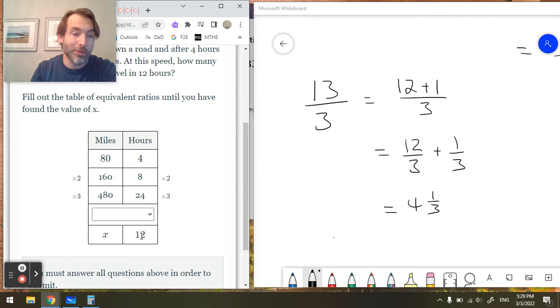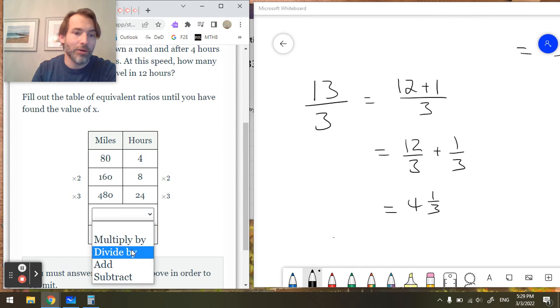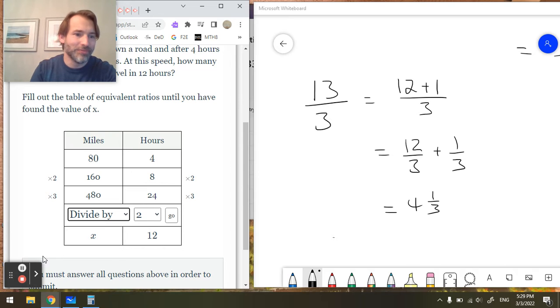But I only want 12 hours of travel. I don't know how far she goes in half a day. So let's, I don't know what, divide by 2.